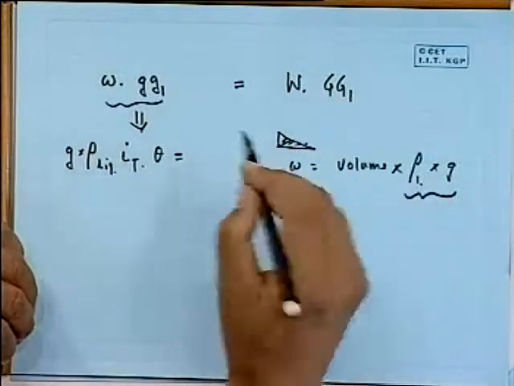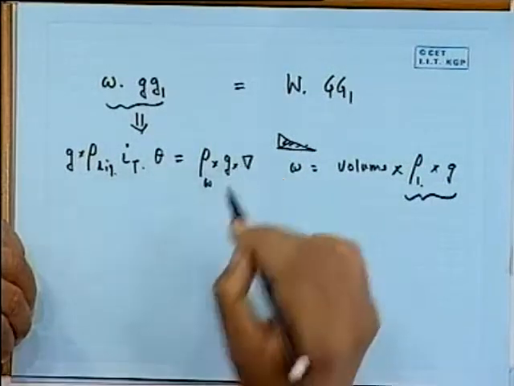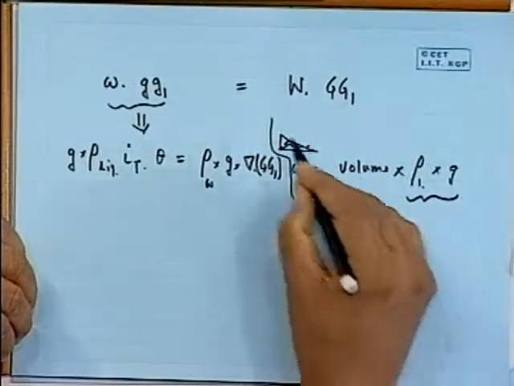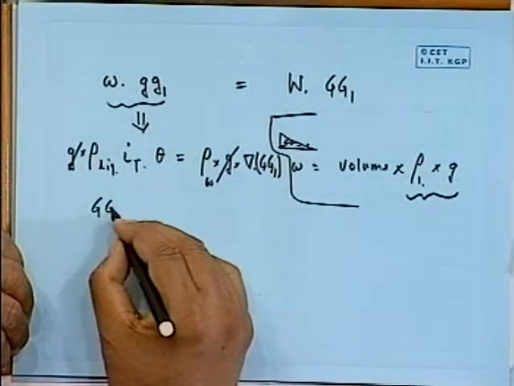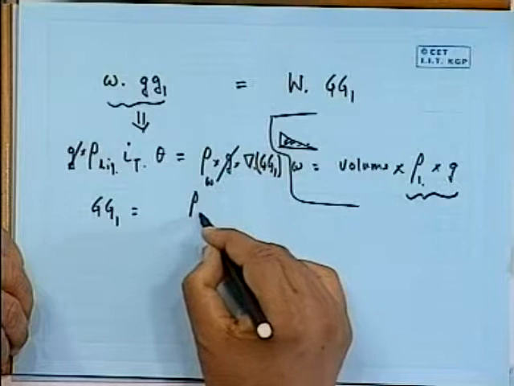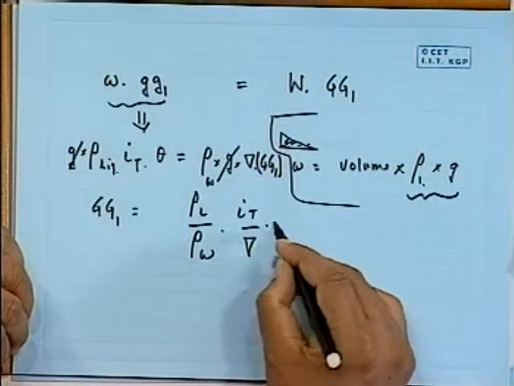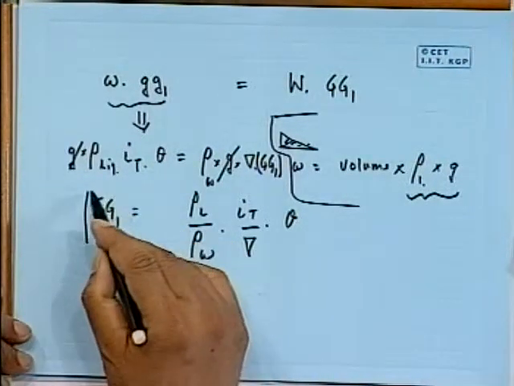So this becomes W. Now W is equal to rho of water into G into volume into GG1. Let me write it this way, so this gets cancelled out. Then GG1 turns out equal to rho of liquid by rho of water into IT by volume into theta. We have to now get back to the first diagram a little bit and come back to that. So we note it here.